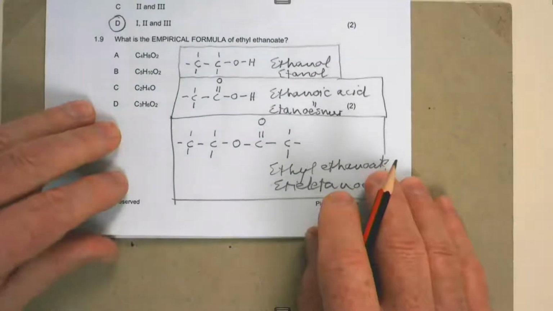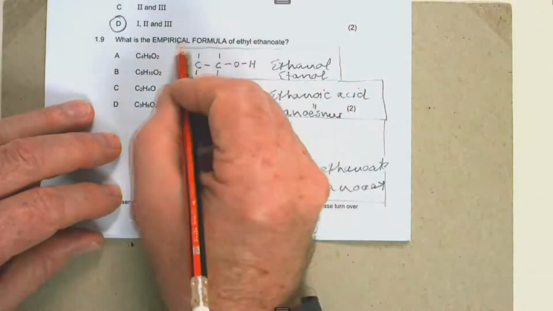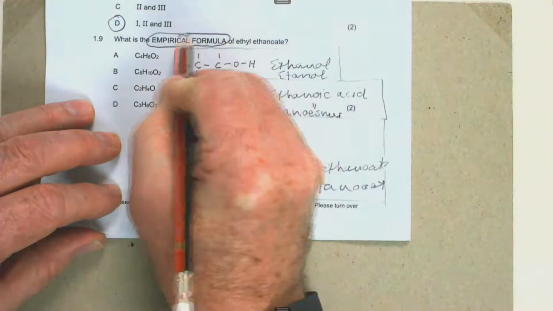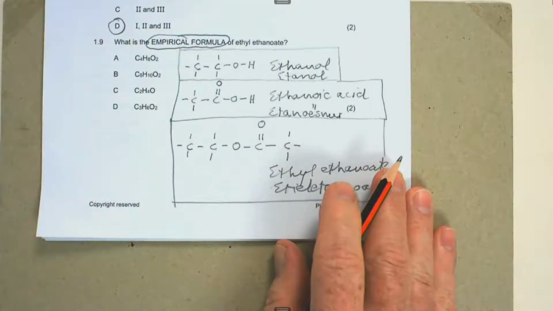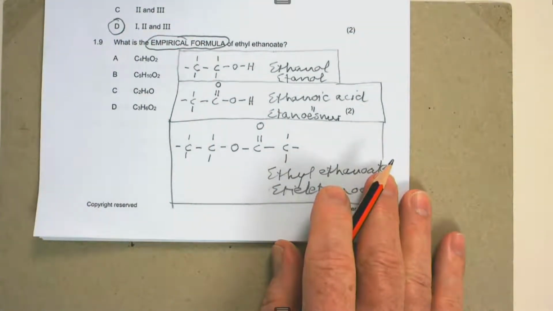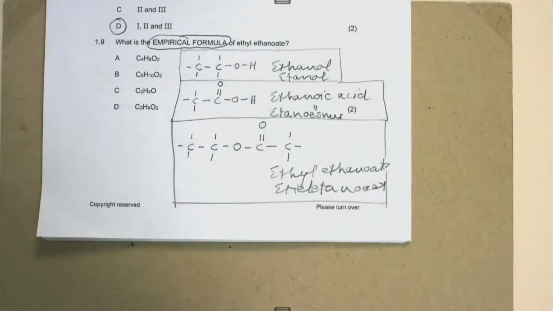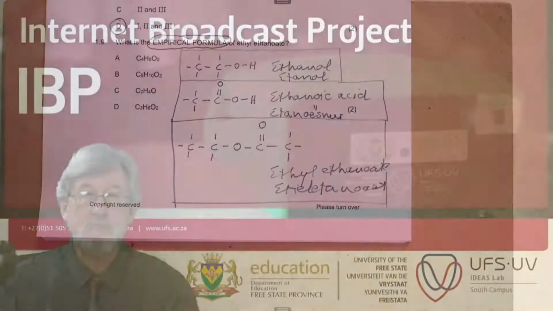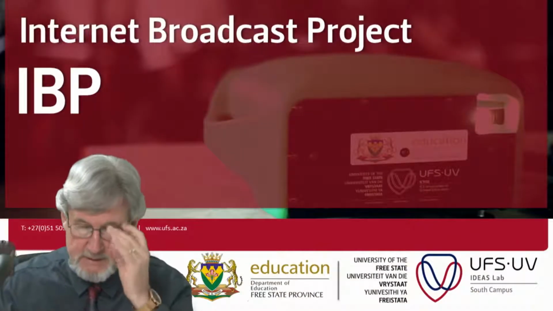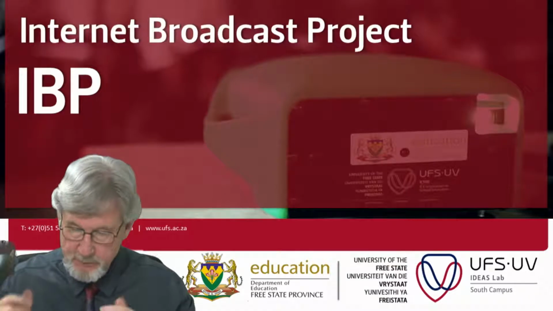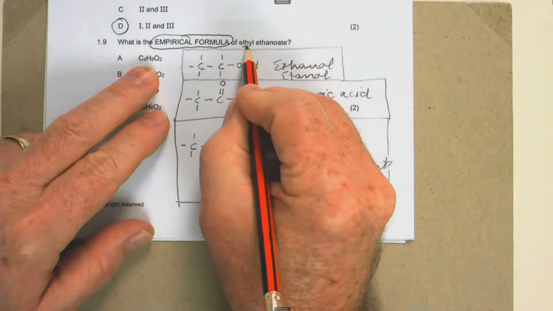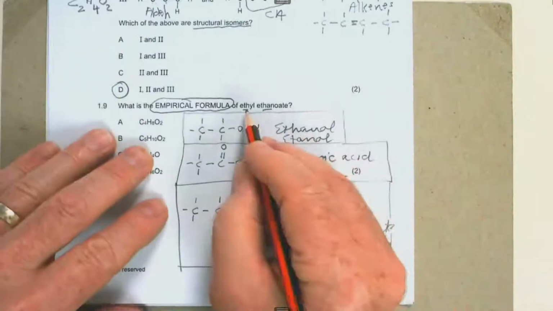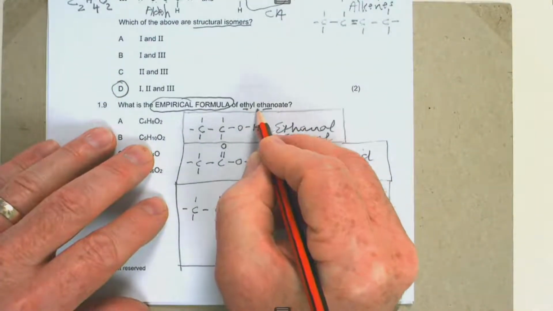1.9. What is the empirical formula? As I said this morning to the technical science learners, when something is written in capital letters, you must be careful because there's a reason for that. The empirical formula, now first of all, what is an empirical formula? It is when you write down the molecular formula in its most simple form. In other words, smallest whole numbers for the number of carbons, hydrogens, etc. Of ethyl ethanoate. The Afrikaans word for this is ethyl ethanoate.